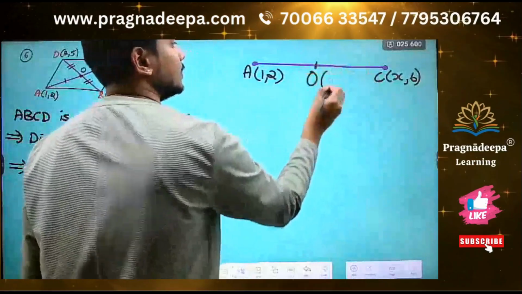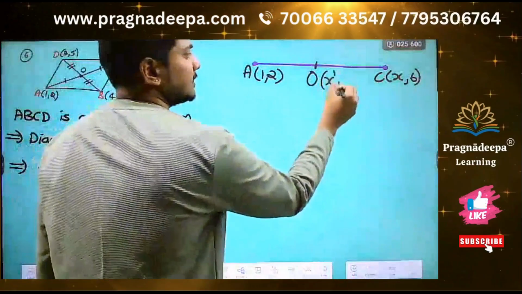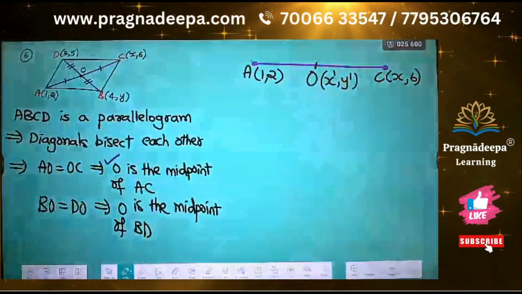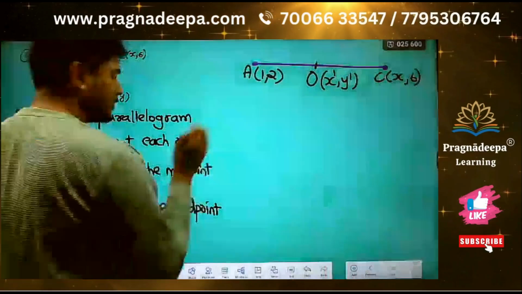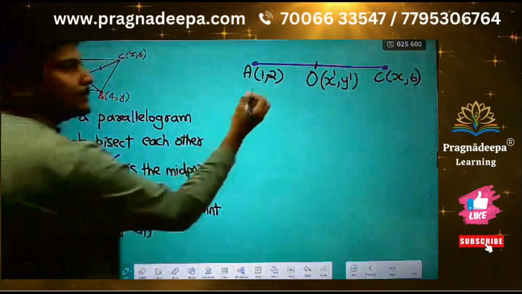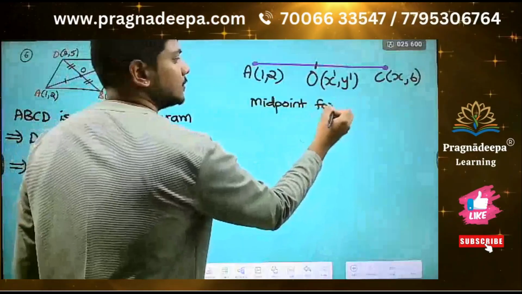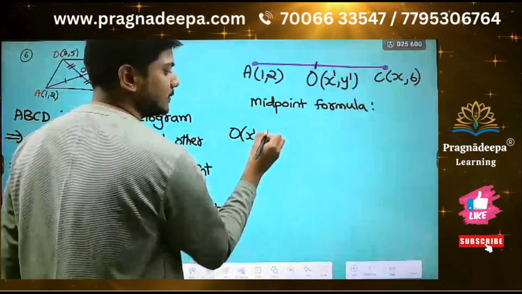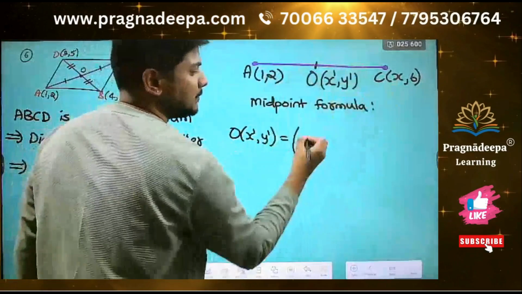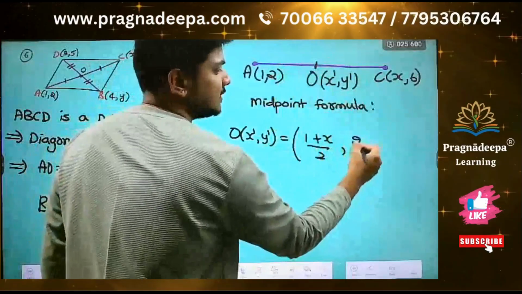Let us call it x dash, y dash. O, x dash, y dash is the coordinate points of O. So apply midpoint formula because O is a midpoint. If you apply midpoint formula, what you will get? The coordinates of O is nothing but x1 plus x2, 1 plus x divided by 2, y1 plus y2, 2 plus 6 divided by 2.